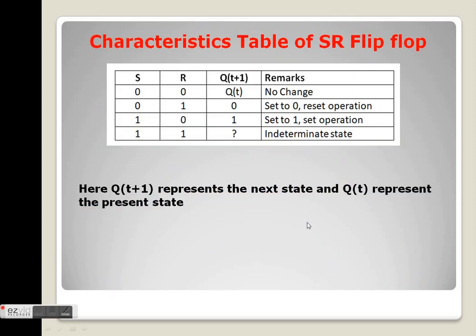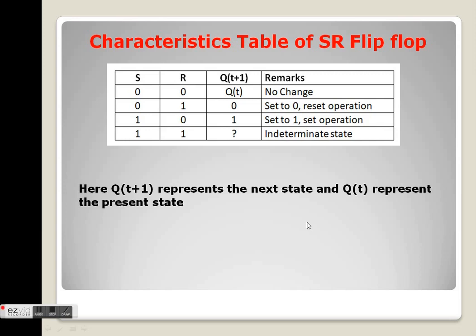Students, the characteristics table or the truth table of SR flip-flop is visible on your screen. You can see that when the value of S and the value of R is 0, then the output will remain unchanged. If it is 0, then it will remain 0, and if it is 1, it will remain 1. Now the second case is when the value of S is 0 and the value of R is 1. In this case, the value of output will be 0, and this operation is known as the reset operation.